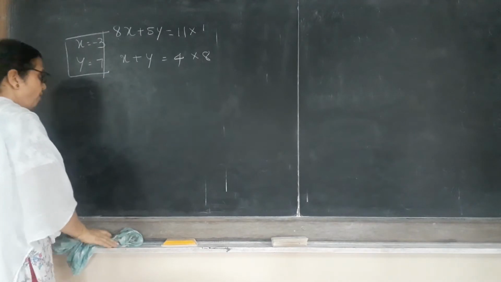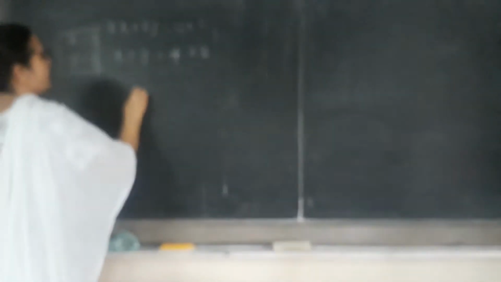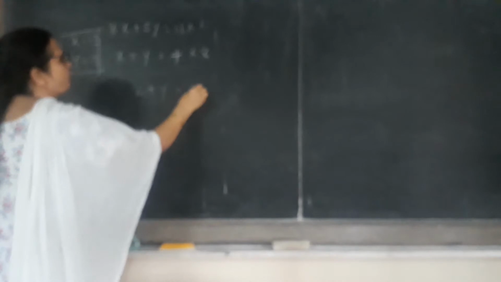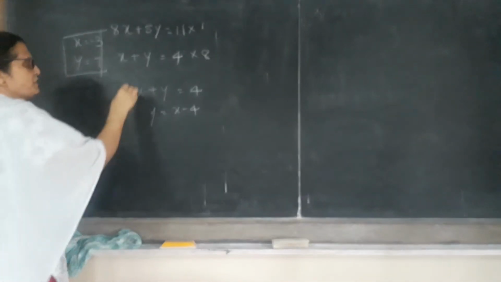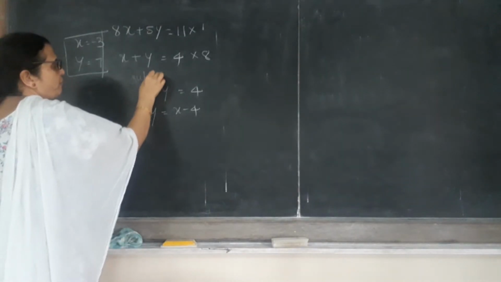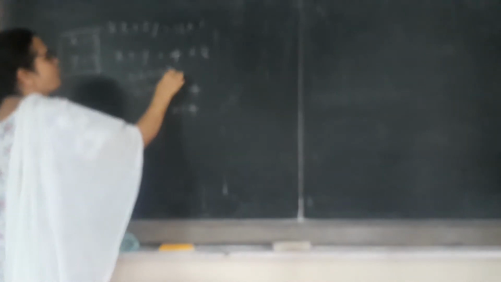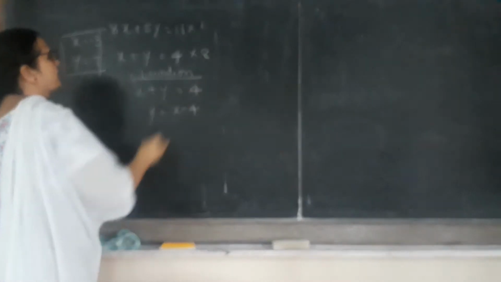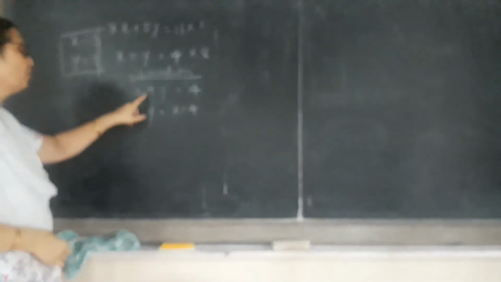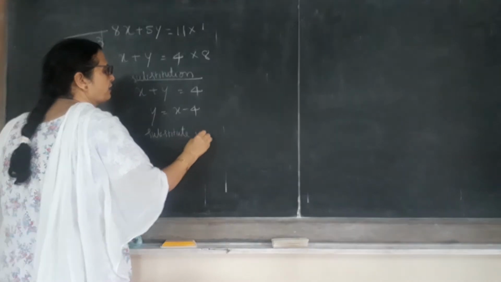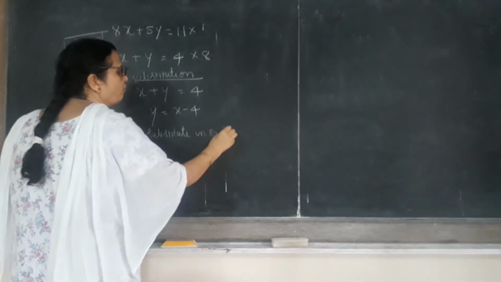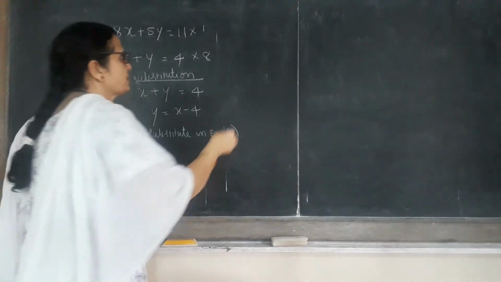Now I am taking the second equation, x + y = 4. y can be written as x minus 4. This is which method? Substitution method. We are going to do both methods and solve. Substitution method: x + y = 4, y is equal to x minus 4. Substitute in equation 1.